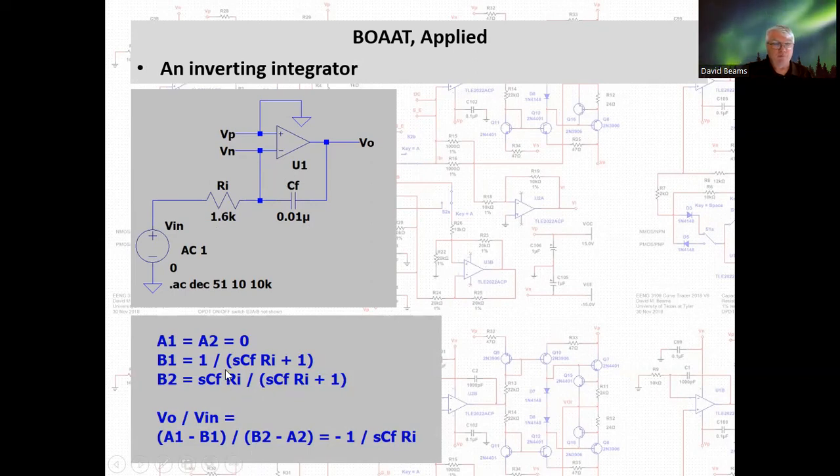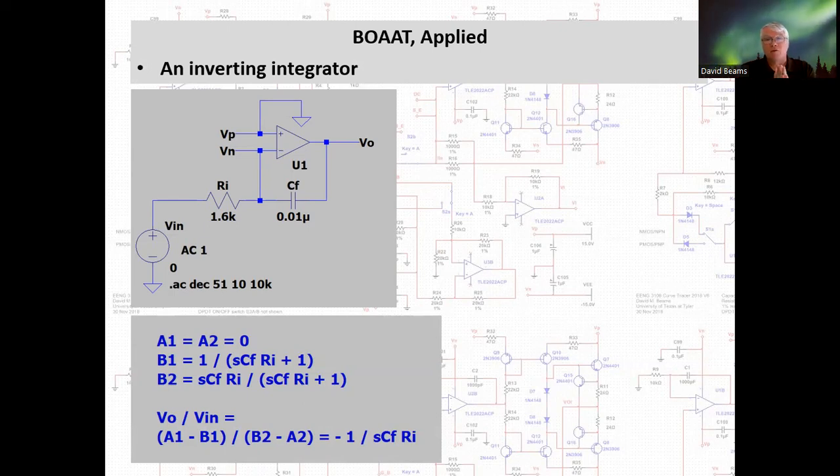Putting these coefficients into the BOAAT formula gives us V out over V in is minus 1 over S C sub F R sub I. Now, I'm using the Laplace transform here. The S is the Laplace transform variable, and it's just natural for me to think in terms of the Laplace transform. If you haven't had the Laplace transform, though, don't despair.